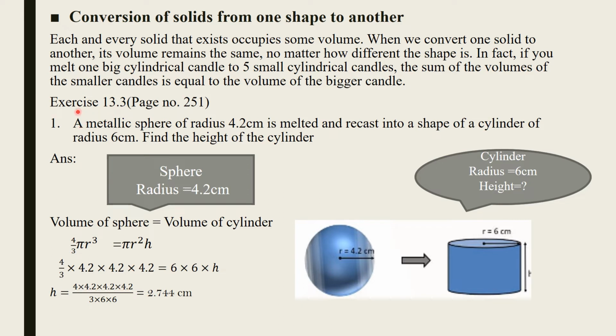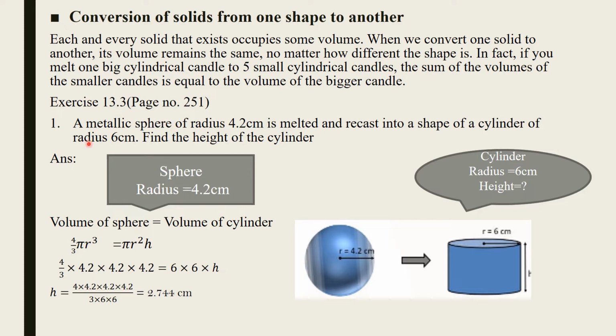Let us start exercise 13.3 on page number 251. Question number 1. A metallic sphere of radius 4.2 cm is melted and recast into the shape of a cylinder of radius 6 cm. Find the height of the cylinder.